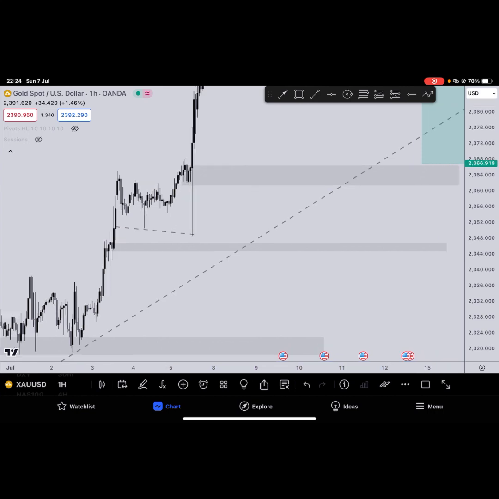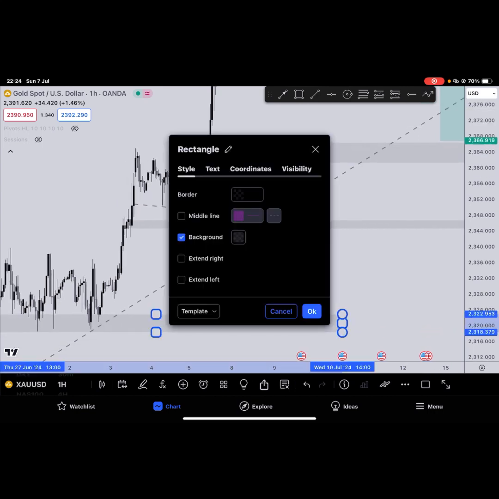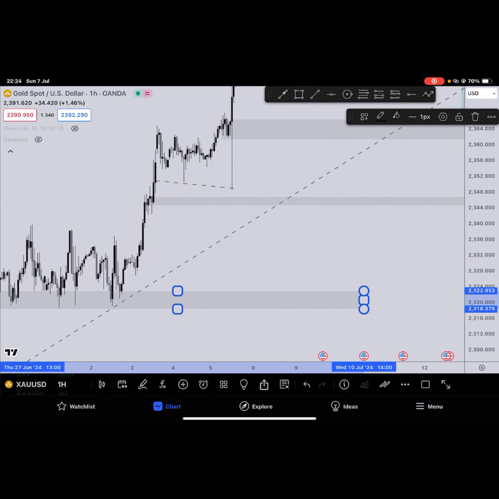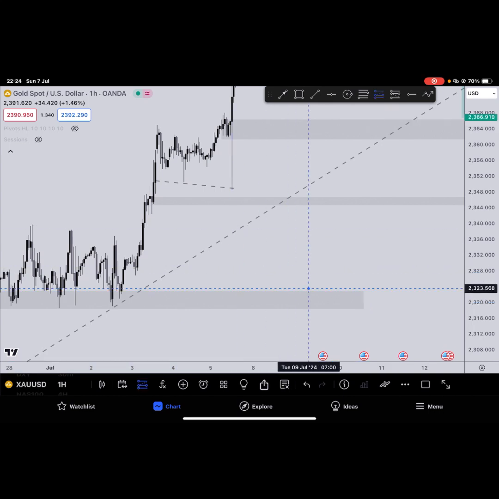Here, you understand? Then your other zone comes from here. You start with a good entry level. Your main zone comes from here. Your gold buy main zone comes from here.